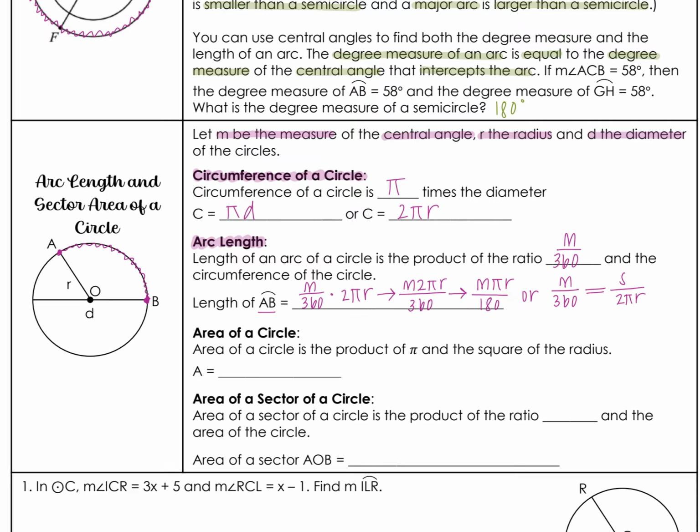All right, moving into our next one, we have our area of a circle. Well, the area of a circle is just going to be the product of pi and the square of the radius. So area equals pi r squared.